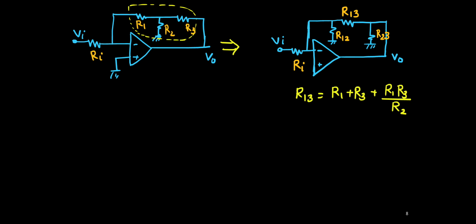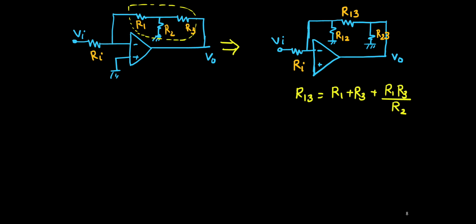Now, so this is the original problem, and we'll replace this T network by pi network like this. These are R13, R12 and R23 we have connected, and now here you see this end is grounded, this is grounded, this is also grounded. Okay, and here R13 is R1 plus R3 plus R1 R3 multiplication upon R2.